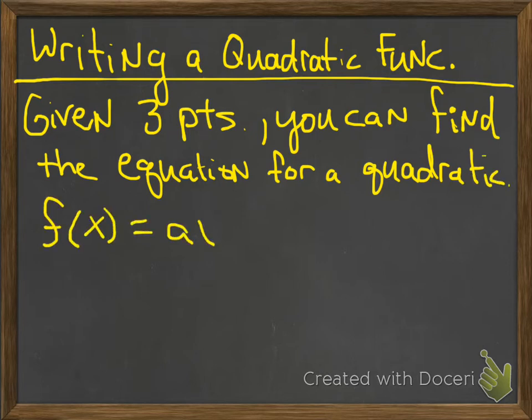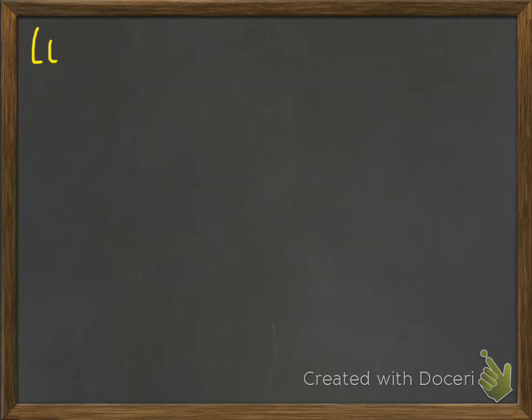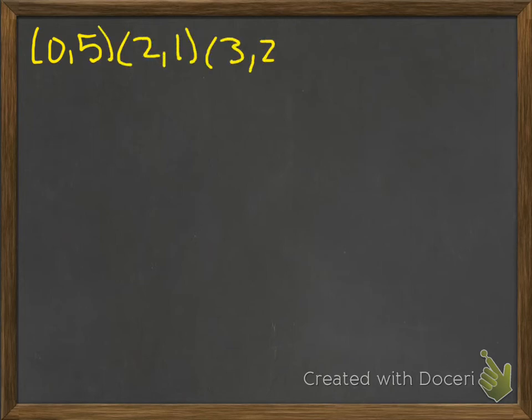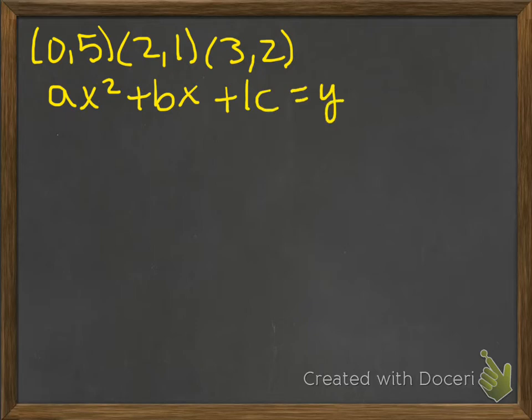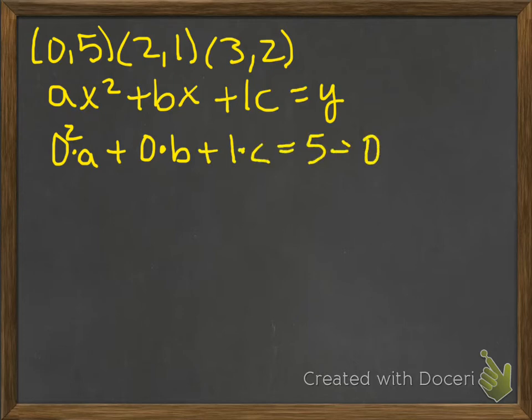So what we're going to do is try to get this in the form of ax squared plus bx plus c. Notice here I'm putting a 1c because that's going to become important later. So here are 3 points: (0, 5), (2, 1), (3, 2). If you put them into the standard form, ax squared plus bx plus c equals y, then 0 squared times whatever a was, plus 0 times b plus 1c would give me 5.